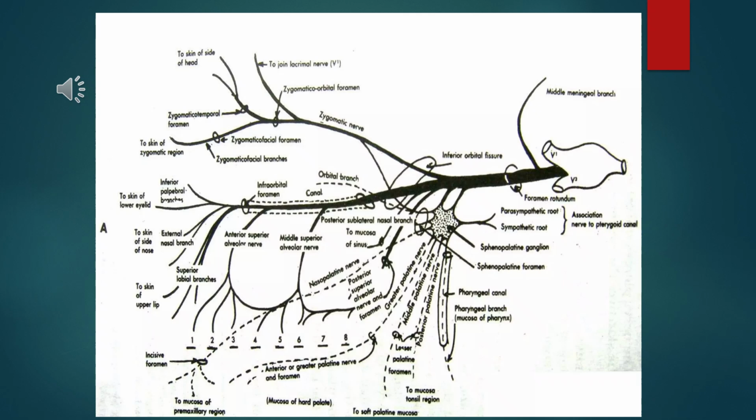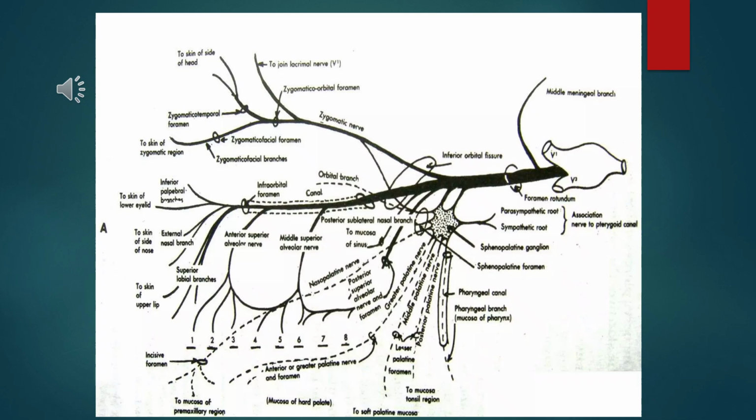Now we come to the branches of the maxillary division of the trigeminal nerve. The first branch is the dural branch. When the maxillary division leaves the middle cranial fossa through the foramen rotundum, before that it gives its dural branch, which is known as the middle meningeal branch, which runs along with the middle meningeal artery.